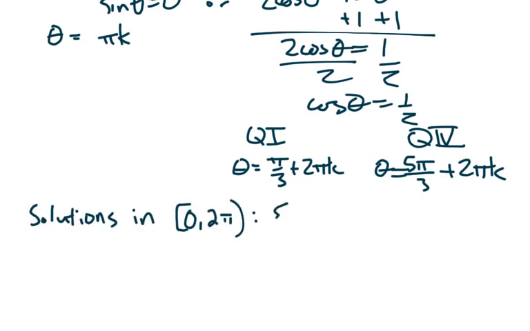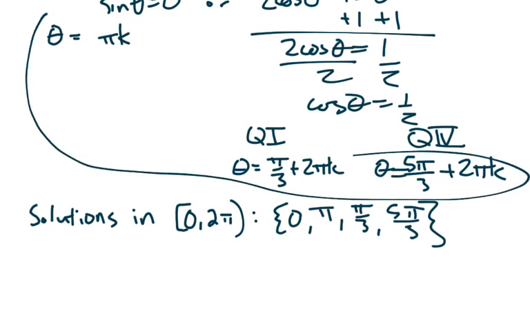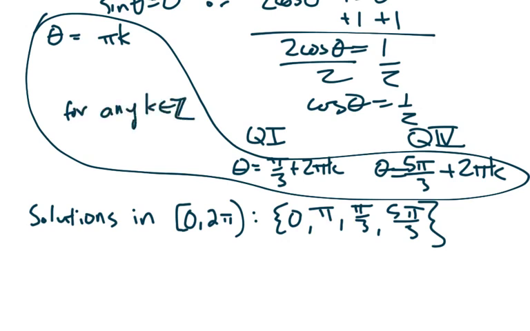If I ask for the solutions between 0 and 2 pi, you've got 0. You've got pi. You've got pi over 3 and 5 pi over 3. 2 pi is not included because of the parenthesis here. And that's that. But if I ask for all solutions, you're going to have to say all of that for any k in the set of integers. This is the set of all solutions here. And these are the solutions between 0 and 2 pi.